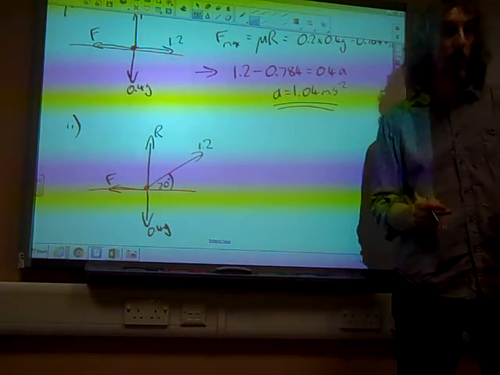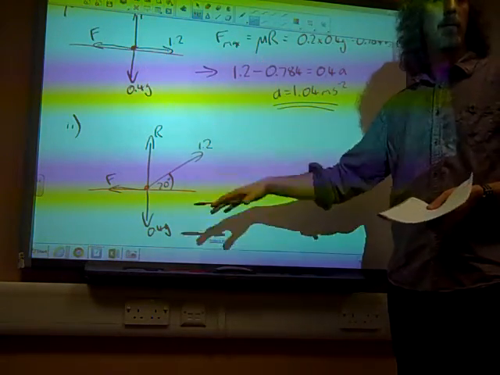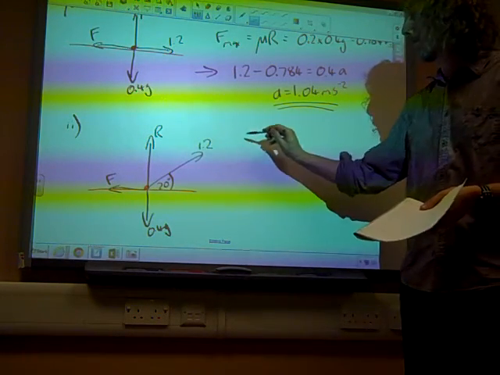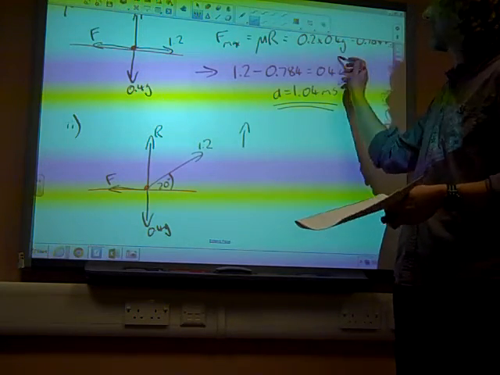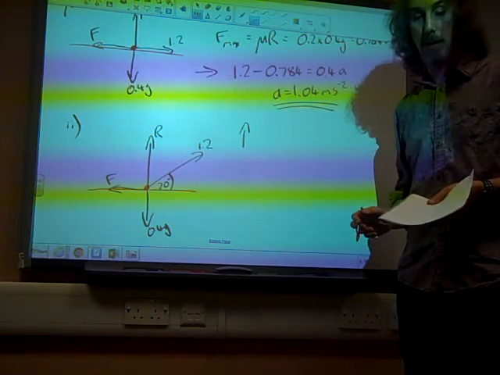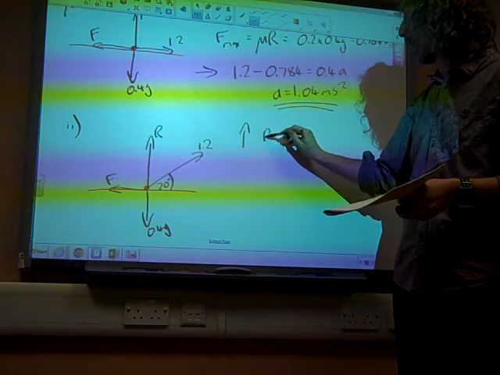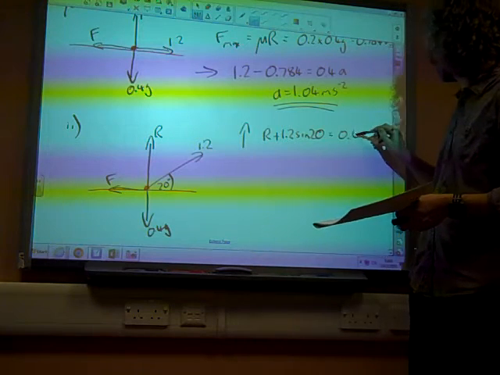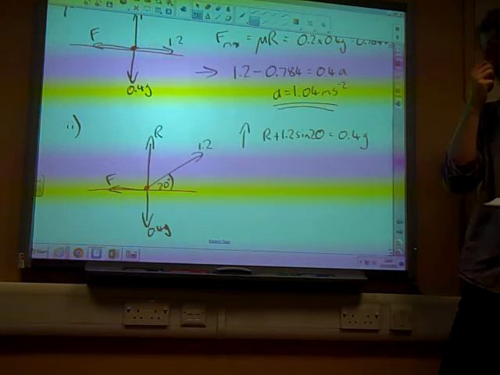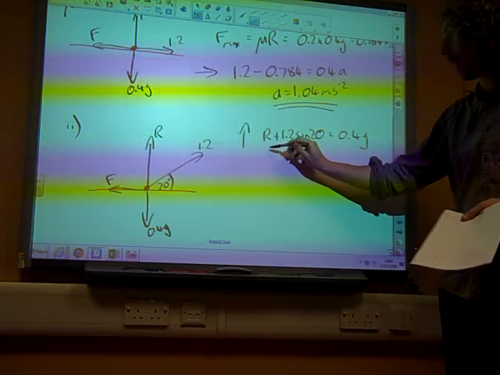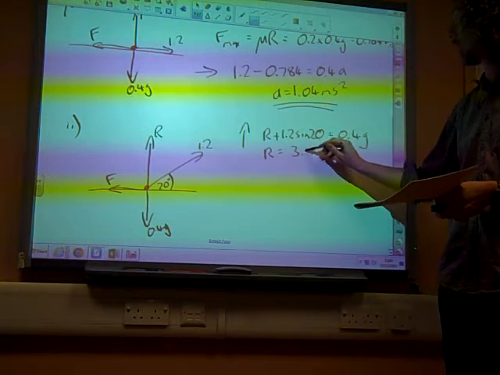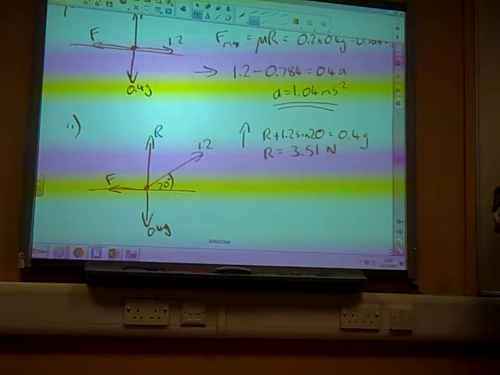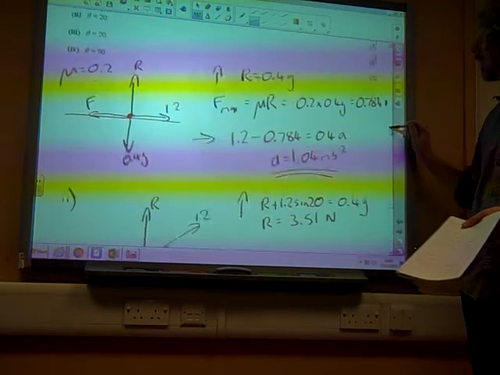First thing to remember is that we've actually got another force in the vertical direction, the vertical component. So the reaction would be different. So we're not going to go straight in with the same value of F max here, because R is different. We've got that R plus 1.2 sine 20 is equal to 0.4 g. Okay, we've got a different value of R. Rearrange that and we come out with R as being 3.51 newtons this time. Okay, that's quite an important start point, isn't it?